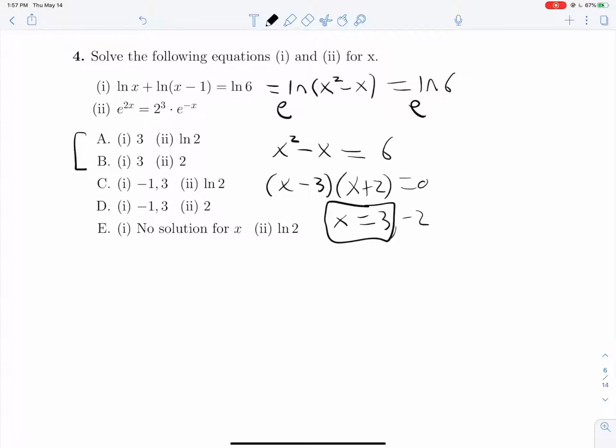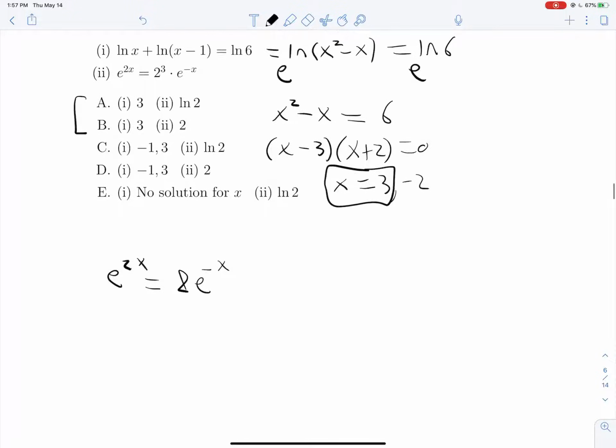Now let's solve number 2. We have e to the 2x is equal to 2 to the third, which is 8, so 8 e to the negative x. What we can do is take the natural log of both sides. We will have the natural log of e to the 2x is equal to the natural log of 8 times e to the negative x. What can we do here?